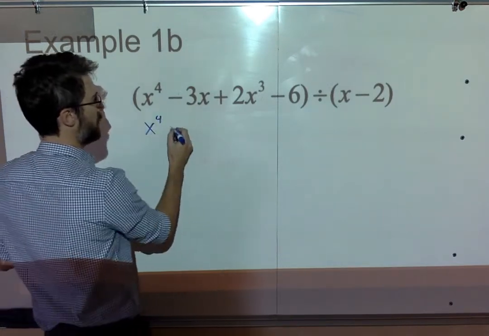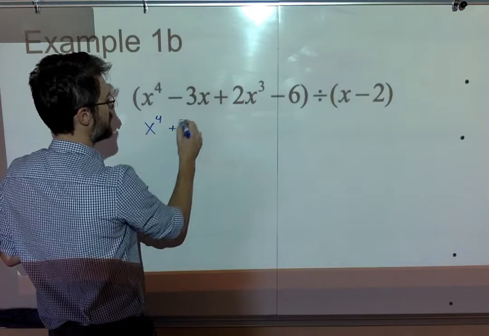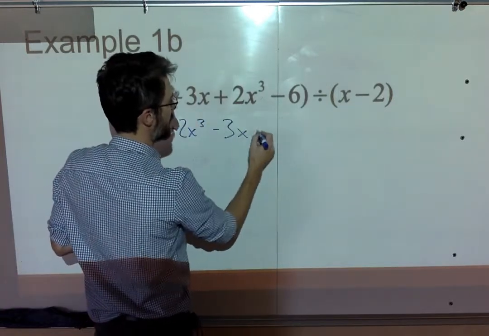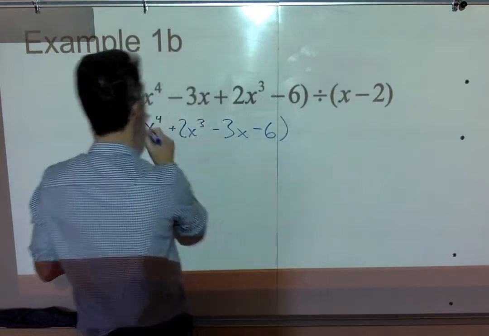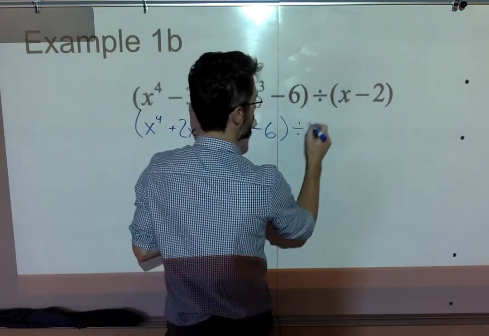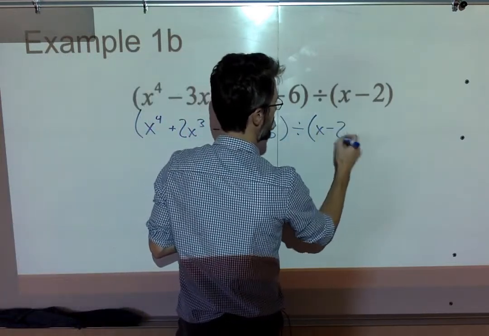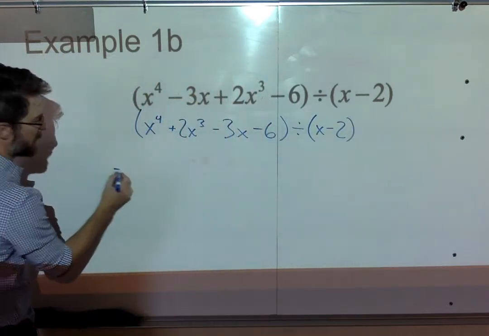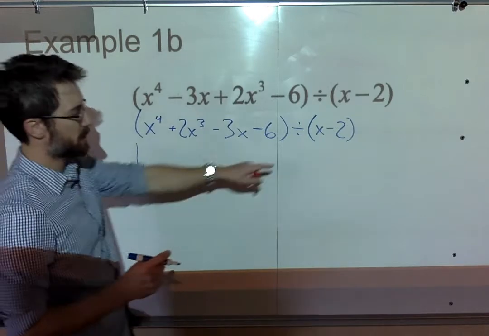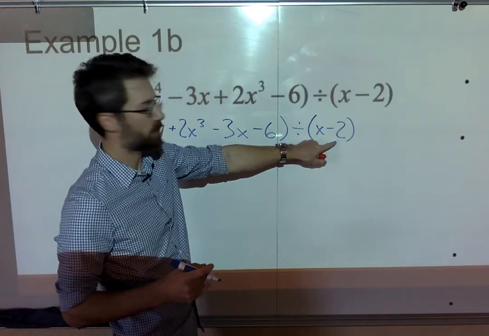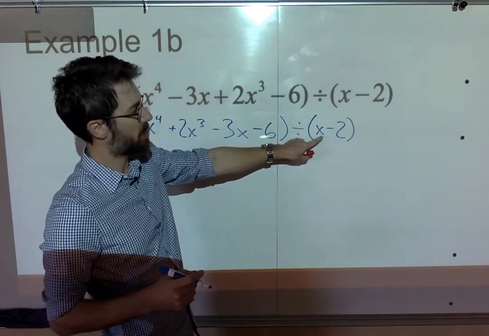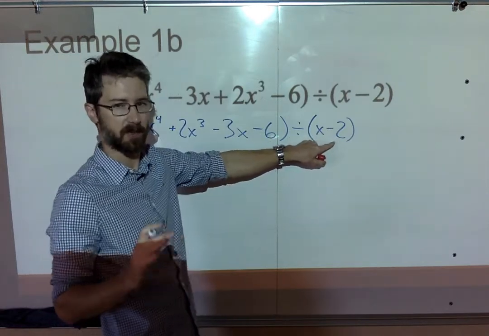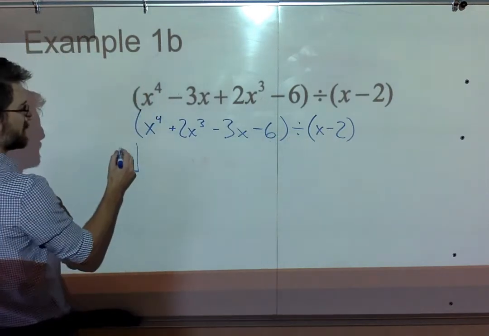So x to the 4th plus 2x cubed minus 3x minus 6. And we need to divide by still x minus 2. All right, so first step, I'm going to change this to a positive 2. The reason for that is we're actually looking for the number. If I plugged it in for x, it would make this 0. That's why it's a positive 2.